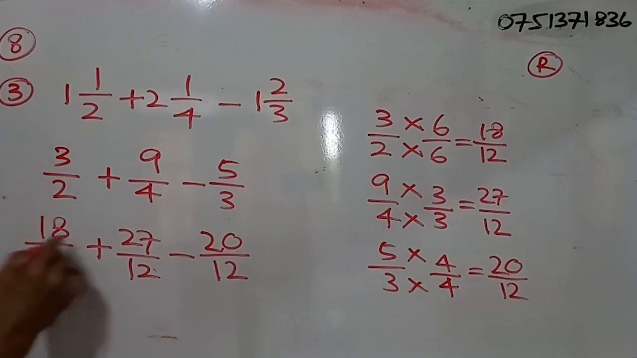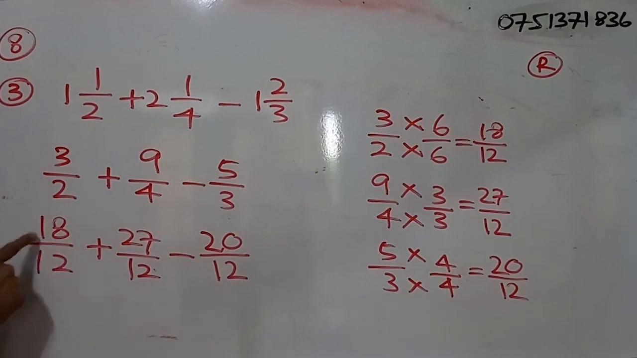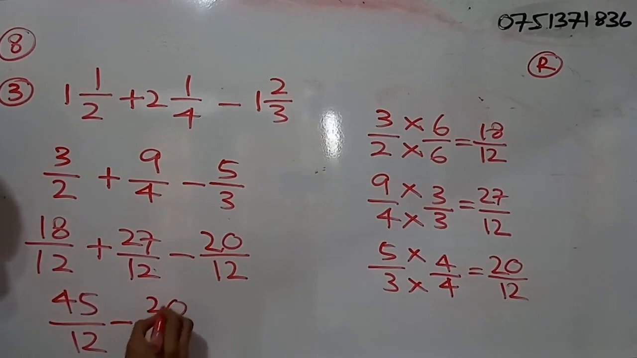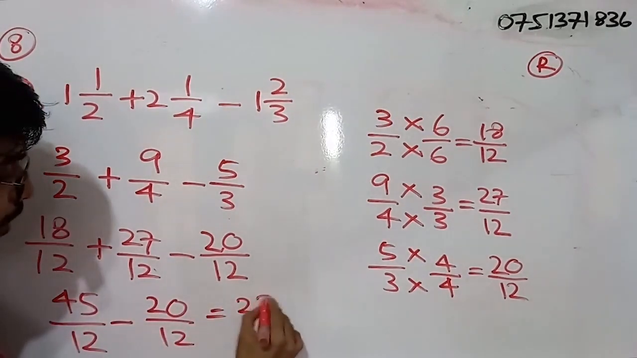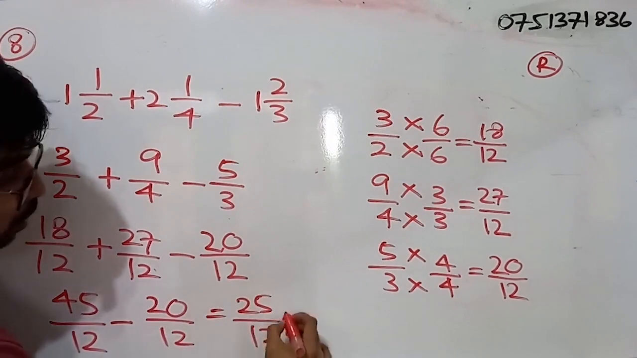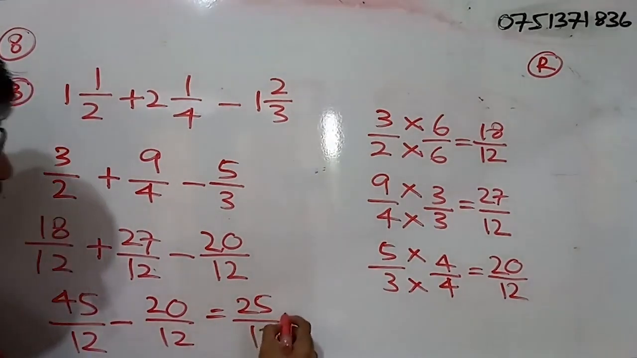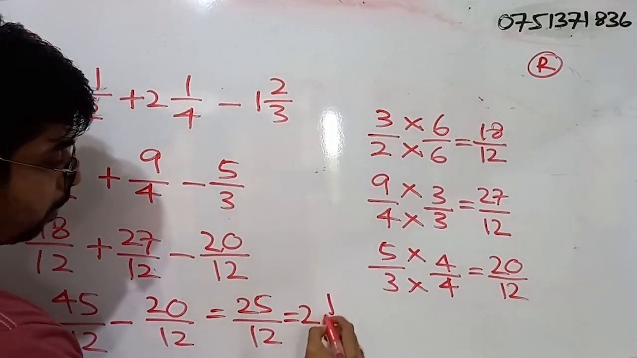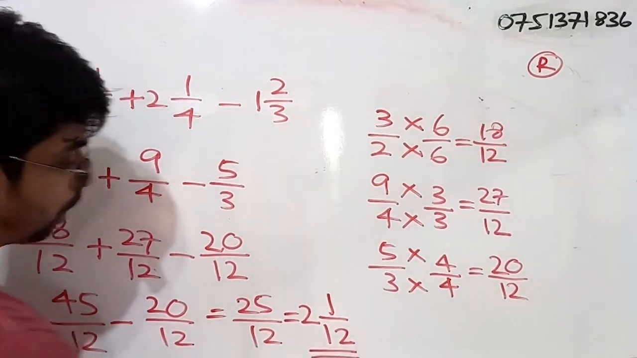Okay. So we have to add these together. So 10 plus 20, we have a 30. 30 plus 15, that is 45. 45 by 12. Minus 20 by 12. Right? 45 minus 20, 25. So this will be what? 25 by 12. So further, we have to simplify this. So this is 2 and 1 by 12. 2 and 1 by 12.